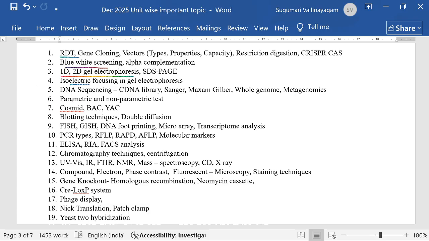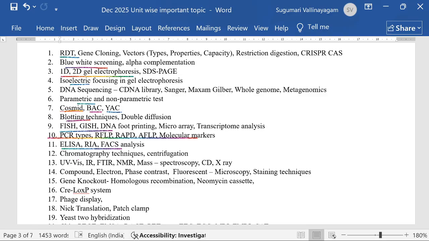We should know the differentiation. Then parametric and non-parametric tests. What are the tests we have in biology? And what is the use of plasmid, DNA, bacterial artificial chromosomes, yeast artificial chromosomes, and blotting techniques, FISH, DNA proofreading methods, and PCR. Definitely they will ask one question from PCR. PCR is the most important topic. And ELISA, another method. ELISA and FACS are also very important.